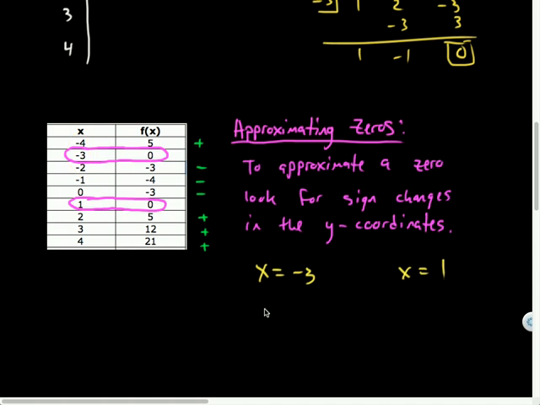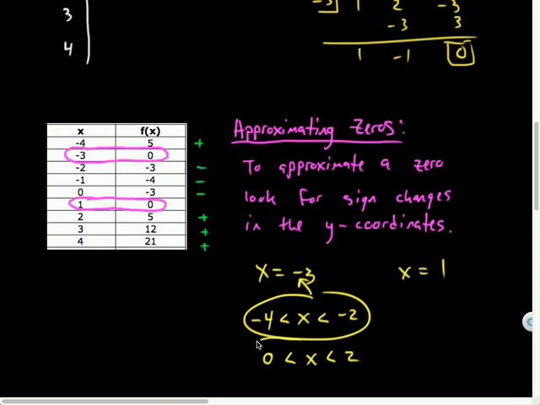The way I would describe that is with a compound inequality. I could have said -4 is less than x is less than -2 for one of them. And for the other one, I know that it exists somewhere between 0 and 2. So I would have said 0 is less than x is less than 2. And notice this one is describing that x-intercept, and this one is describing that x-intercept.